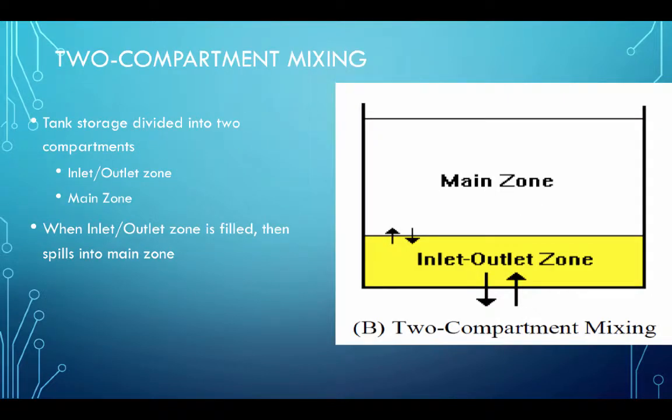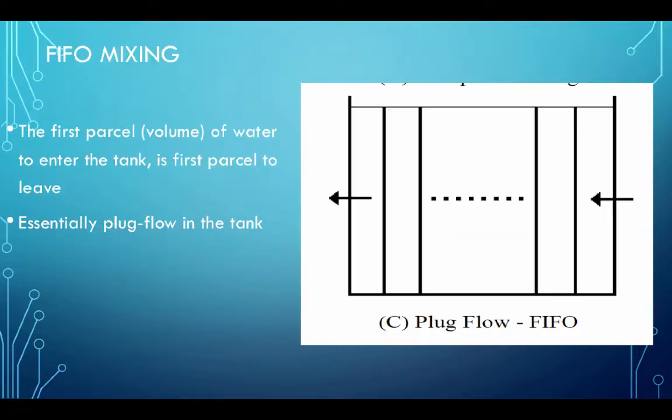transport time steps. In 2-compartment mixing, the tank storage is divided into 2 compartments, an inlet/outlet zone and a main zone. And when the inlet/outlet zone, in terms of mass loading, becomes filled, then material spills into the main zone and vice versa.